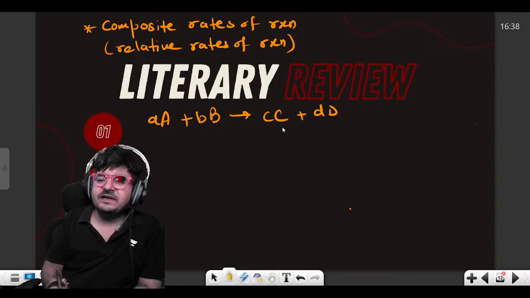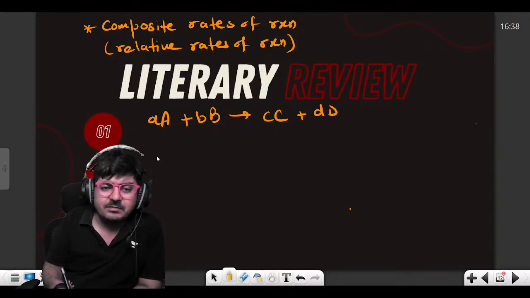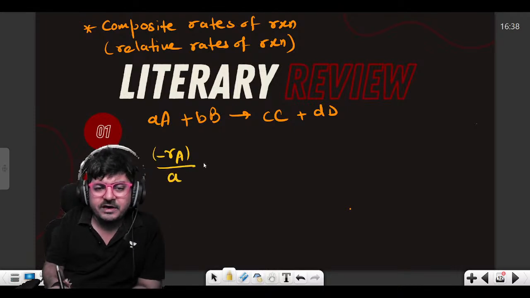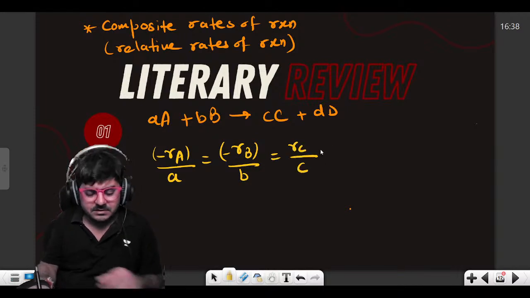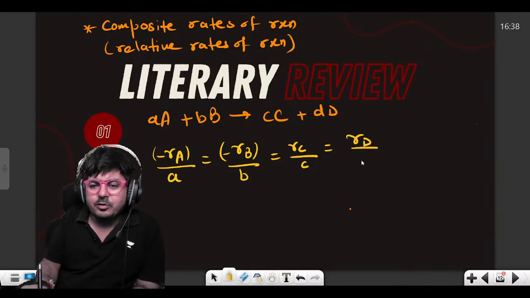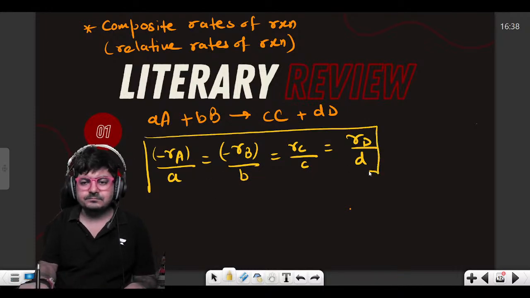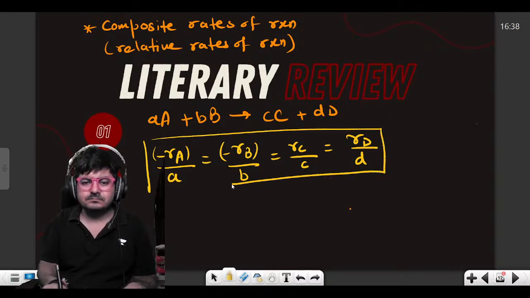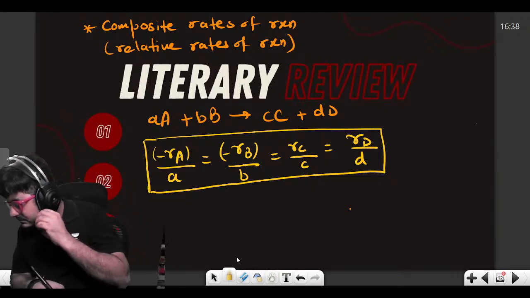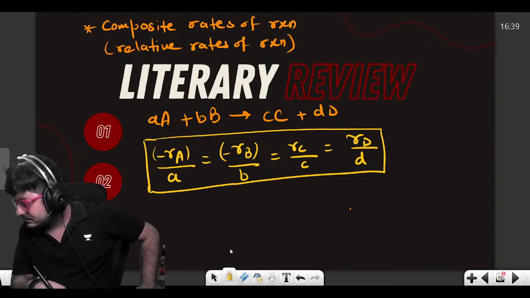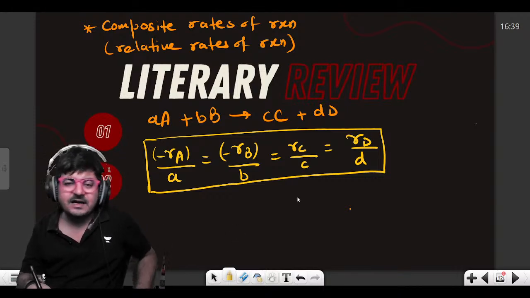So a, b, c, d, small a, b, c, d क्या है? Relative rates की अगर हम बात करें तो उसे हम ऐसे लिख सकते हैं: minus r_A upon a is equal to minus r_B upon b is equal to r_C upon c is equal to r_D upon d. These are the relative rates of reaction. Okay, so I hope it is clear, guys.